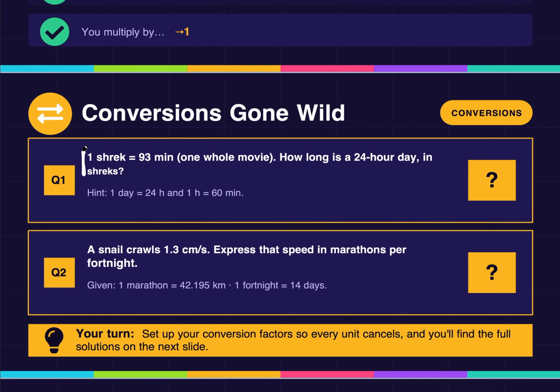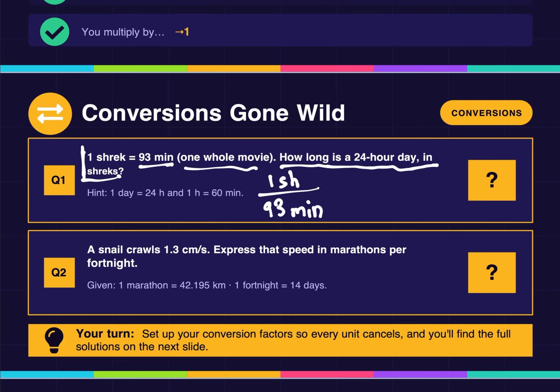So 1 Shrek is equal to 93 minutes, which is almost a whole movie. How long is a 24-hour day in Shreks? Not in hours, but in Shreks. Well, first I define my relationship. 1 Shrek, which I'll represent as SH, over 93 minutes.